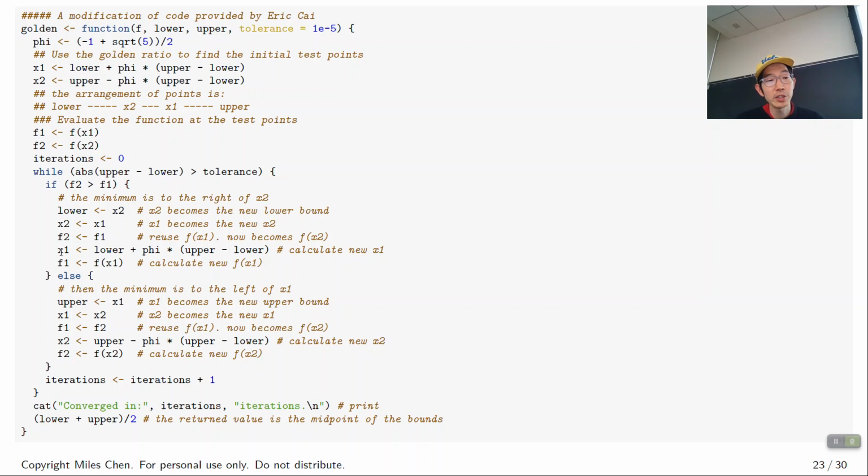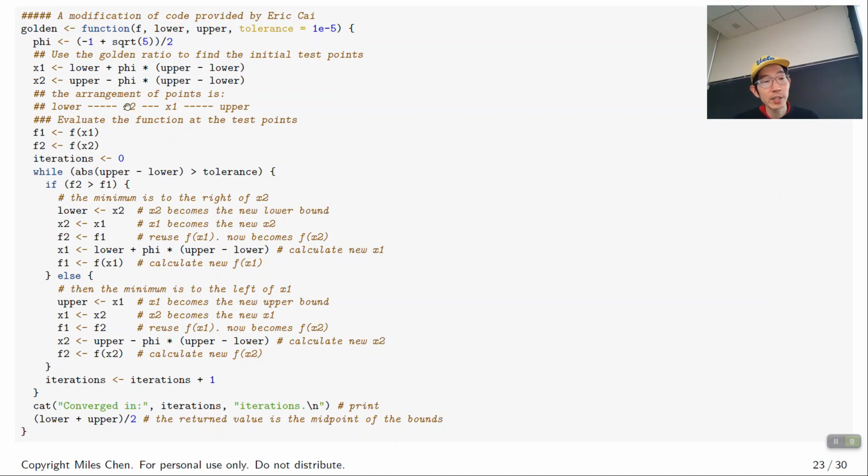We're going to calculate a new x1 value at lower plus, now that we've calculated a new lower bound, phi times upper minus lower. And then now that we have a new x1, we're going to calculate f at x1, and that's going to be f1. Okay? And then otherwise, we just do the opposite.